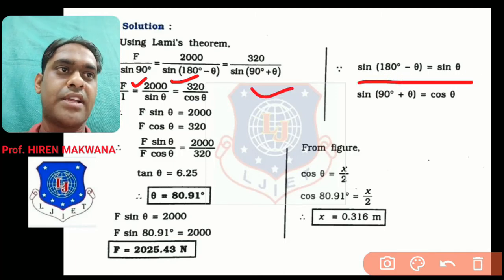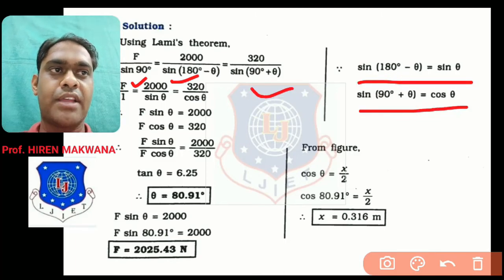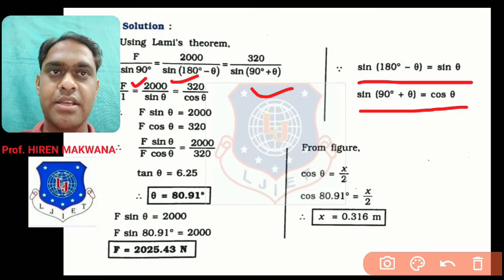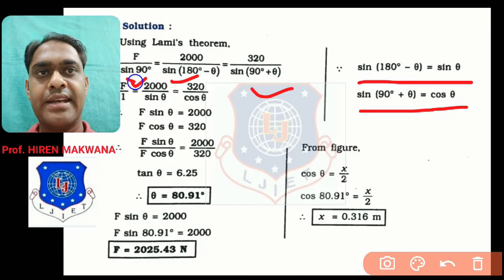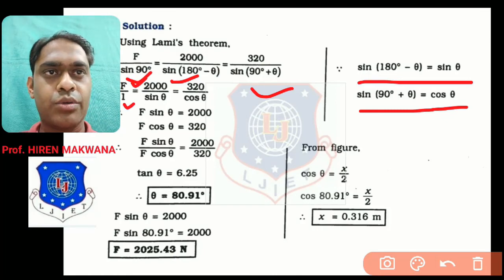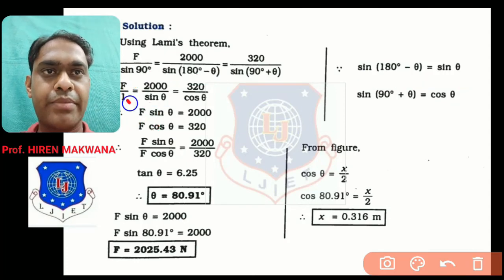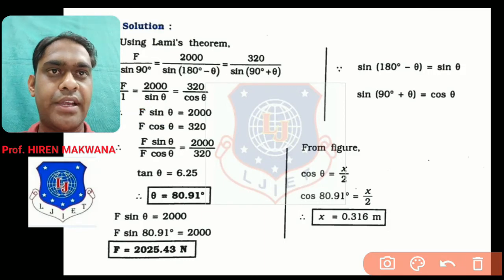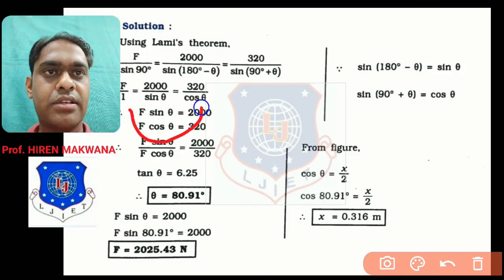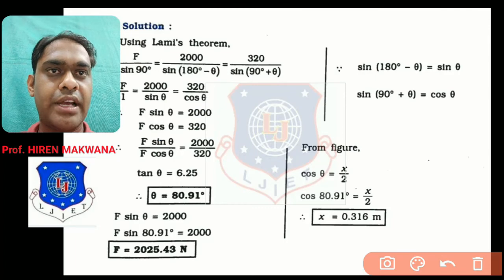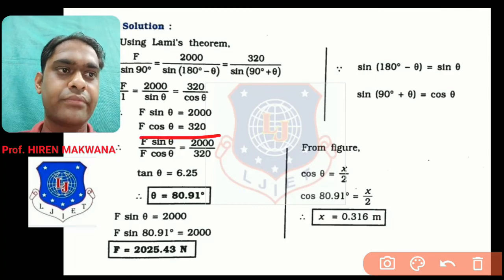Now sin(180 minus theta) is equal to sin theta, and sin(90 plus theta) equal to cos theta according to mathematics. You must remember this. Replace the values and simplify. Sin 90 means 1. 2000 upon sin(180 minus theta) means sin theta. Sin(90 plus theta) means cos theta. Now comparing first and second, you will get F sin theta is equal to 2000. And comparing first and third, you will get F cos theta equal to 320.